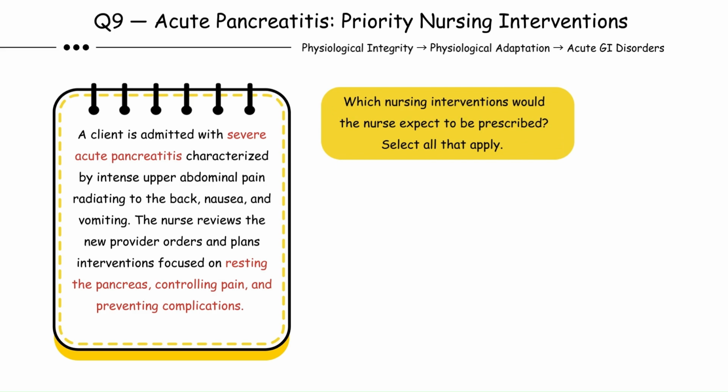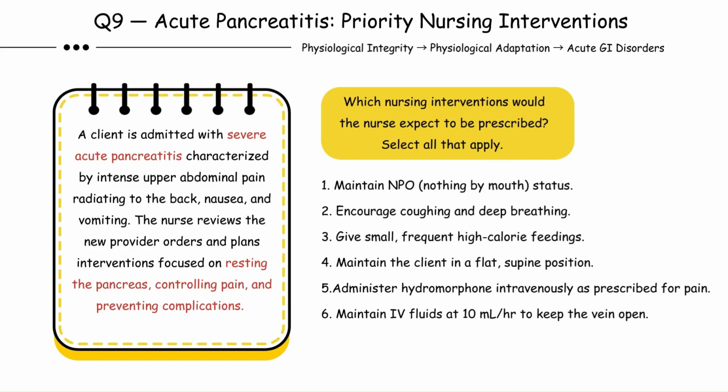Select all that apply. Option 1. Maintain NPO, nothing by mouth status. Option 2. Encourage coughing and deep breathing. Option 3. Give small, frequent, high-calorie feedings. Option 4. Maintain the client in a flat, supine position. Option 5.